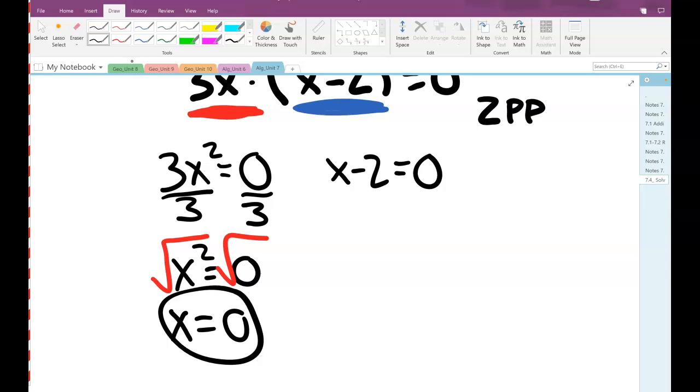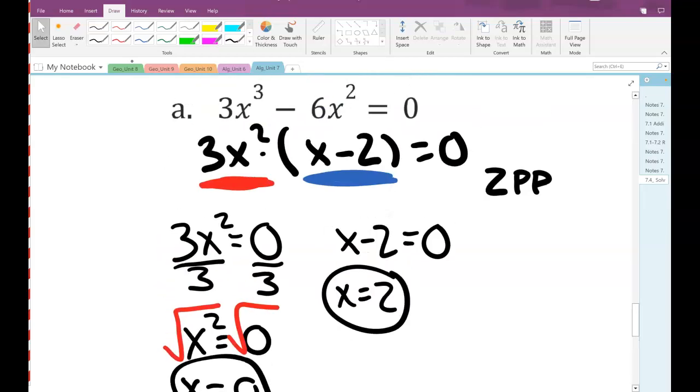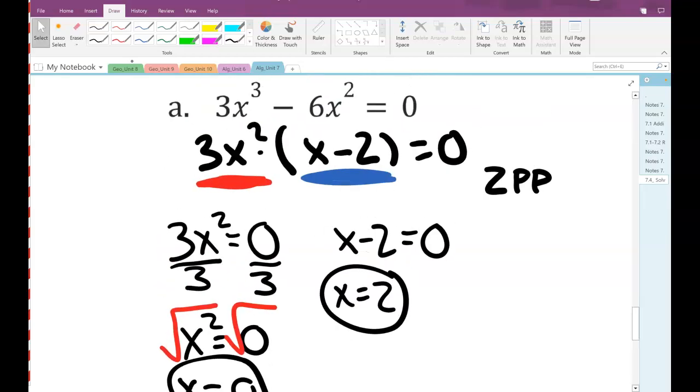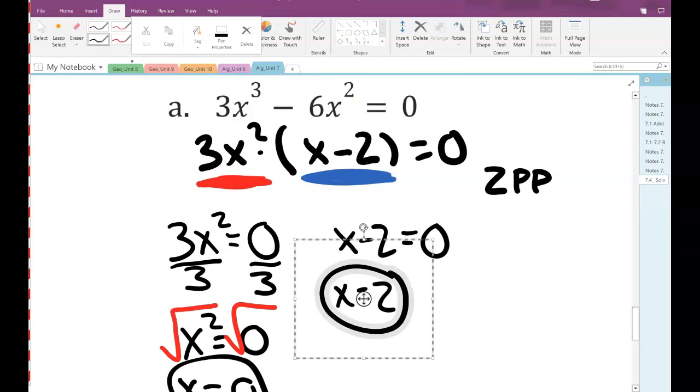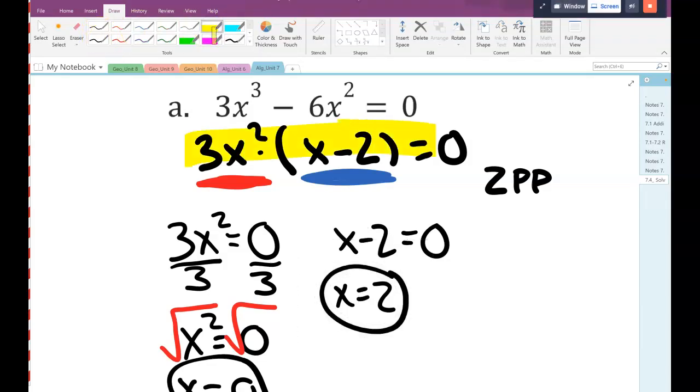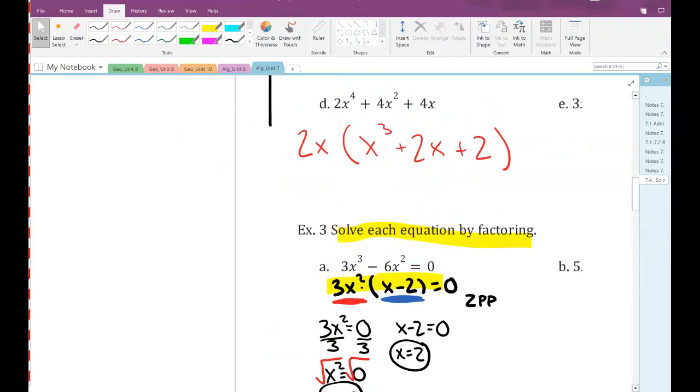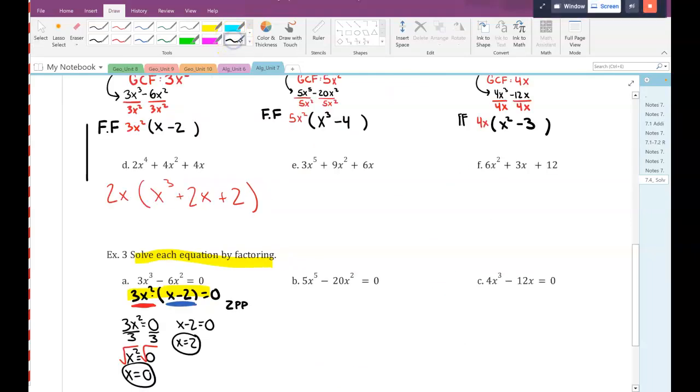All right, so the other one is x is equal to positive 2. Yes, Boba. Because our zero product property says that we can take this 3x squared or this x minus 2, and one of them has to be equal to 0. So are you asking how I got all of this? That's what we did in the first problem. It's in factored form, so I just took what was up here all the way to what's down here.